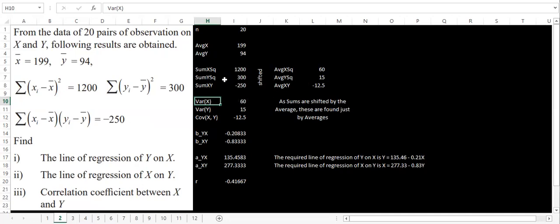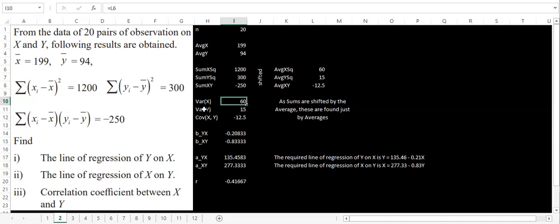But since here now I'm shifting, my new average will become 0. So I need not subtract anything. So what I can say is this variance is nothing but the average of the x squared, that is 60 itself. That's why I have just 60 over here, which is the same value as the average of x squared.